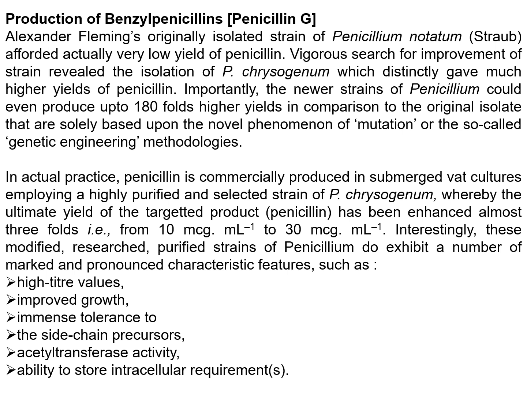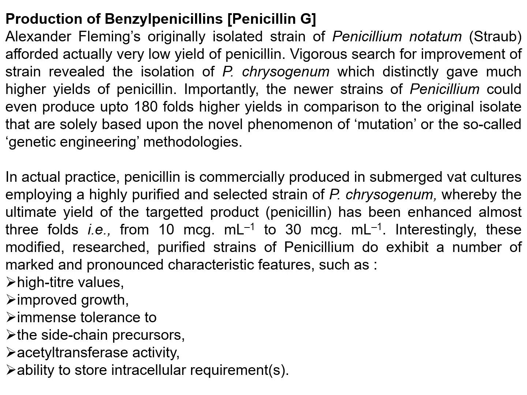In actual practice, penicillin is commercially produced in submerged vat culture fermentation, employing highly purified and selected strains of Penicillium chrysogenum, whereby the ultimate yield of penicillin has been enhanced almost threefold, that is from 10 microgram per ml to 30 microgram per ml. Only the selected strains, selected mutants of Penicillium chrysogenum, can yield 10 to 30 microgram per ml of penicillin in the fermentation medium.